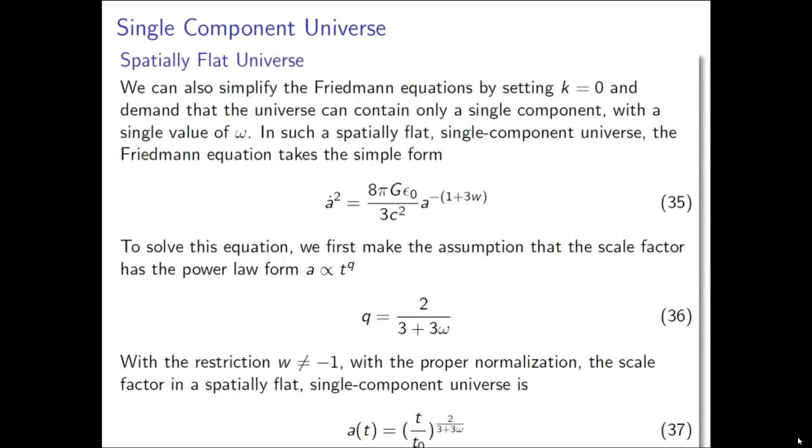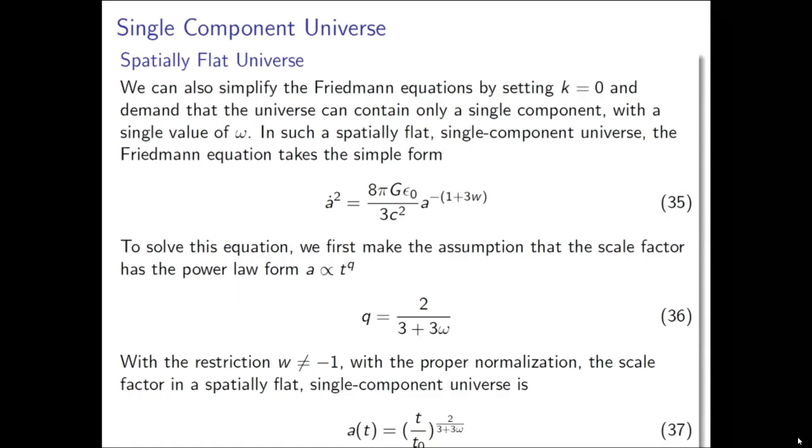Now let's go to the spatially flat universe that we have talked about. In the spatially flat case, we set k equal to 0, which is one of the solutions of the Friedmann equation. We also consider the universe to contain only a single component with a single value of the equation of state parameter. So only one kind of component is present in the universe, and the curvature k is 0. It's a spatially flat universe.